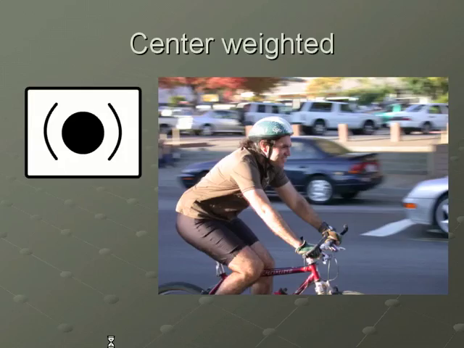If you're in center weighted mode, you will see this little symbol with parentheses on either side of a spot, which means it's sort of spot metering, but it's also taking into account the readings that it's getting from the rest of the image. This is a good thing to do if you've got a subject that you especially want to get, but you also want to take the surrounding objects into account.